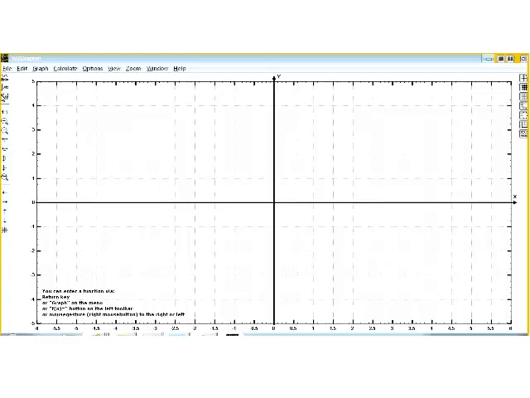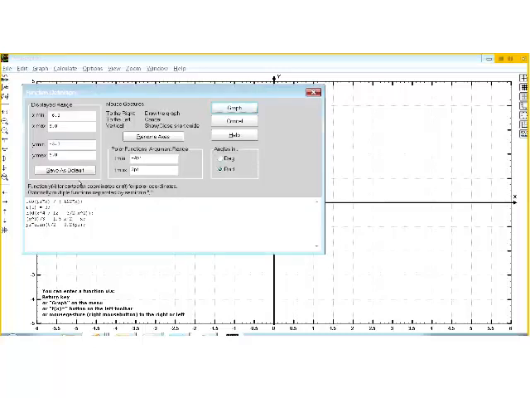So let me stop sharing that and start sharing the calculator. Okay, so here it is. This is the graphing utility that I want you to use just because it's free and it's easy. If you look to the left, you'll see the function. That's where you click on the upper left corner, function, and you put in the function.